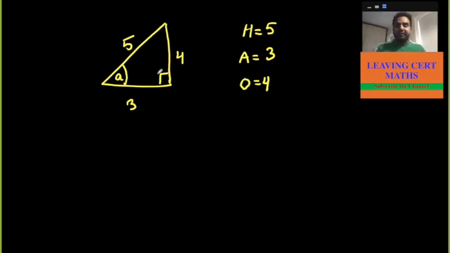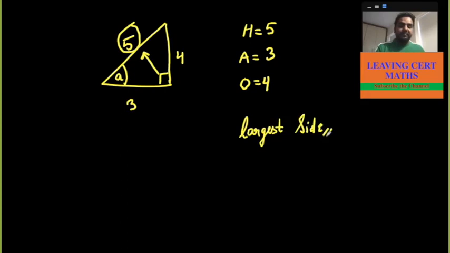So right now it's clear how to identify hypotenuse. Whatever is in front of 90 degrees is your hypotenuse, or largest side. Largest side is your hypotenuse. Is that clear? Yeah. Now we are going to do Pythagoras theorem.